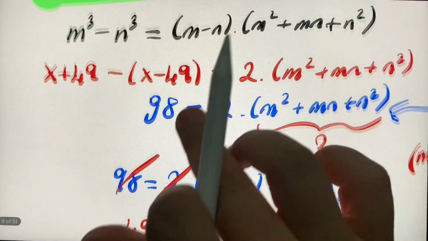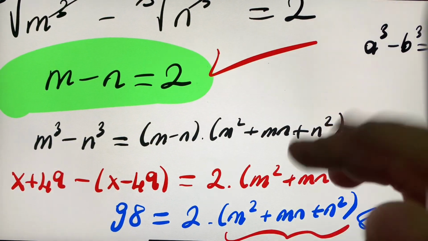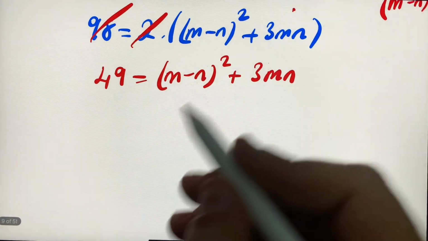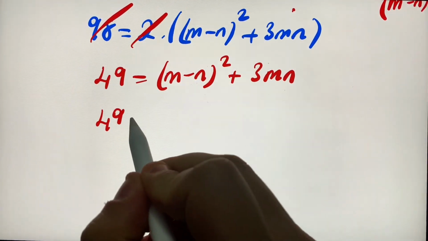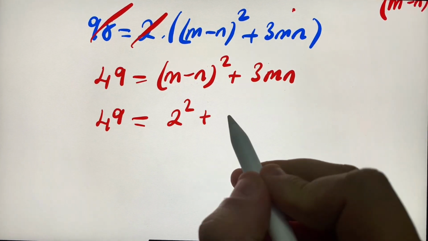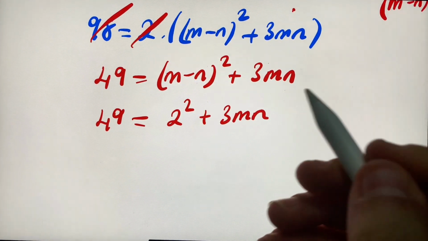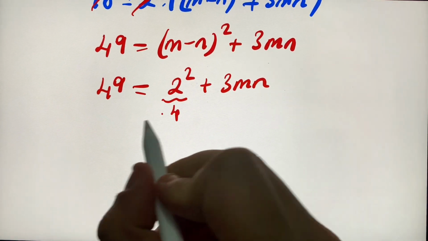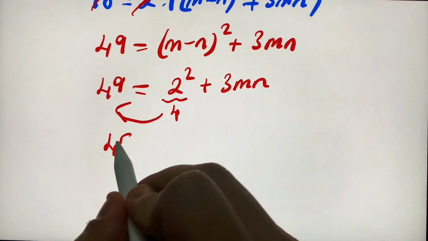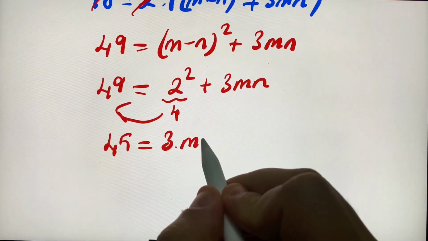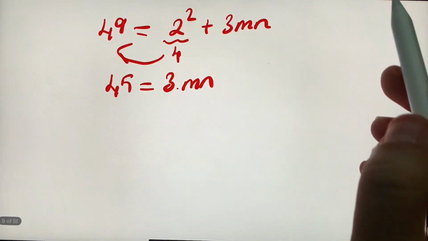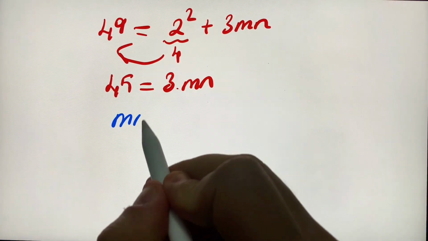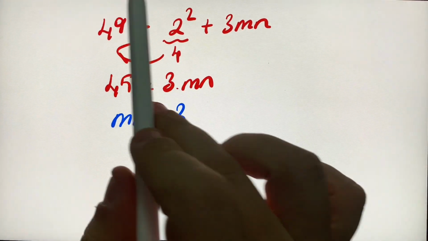We found out what m minus n was in the beginning. If you look from here, we found it was 2. I'm placing it right away. 49 is equal to 2 squared plus 3 times m times n. What happened? How much will this be? 4. We send it from here. 45 is equal to 3 times mn. If I divide both sides by 3, m times n is 15.